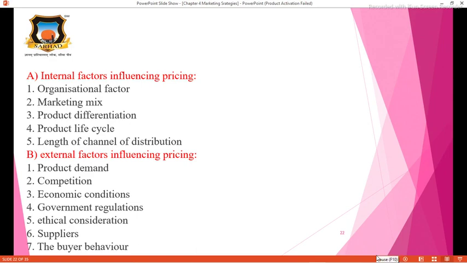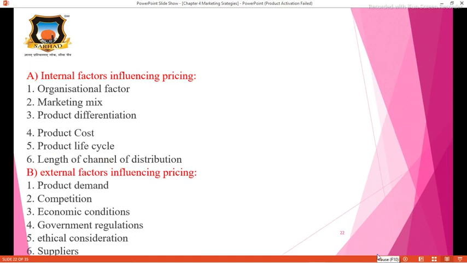The next is product differentiation. Product differentiation is the ability of the marketer to make his product distinct from the others in the market. This difference is relevant to the consumer and may be real or imaginary. A product can be differentiated from the other by use of package, design, size, color, shape or an advertising theme. Then the price may increase.